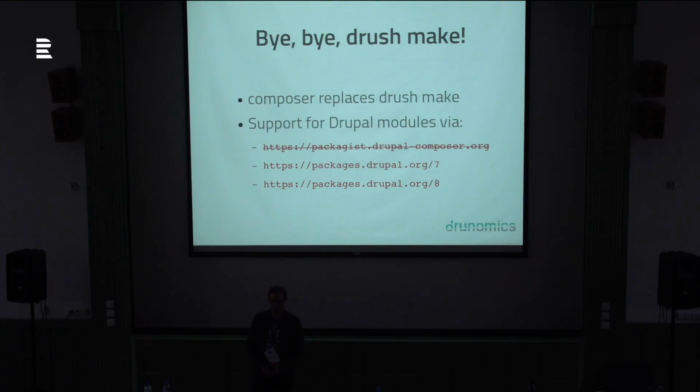There was packages.drupalcomposer.org, which was an unofficial resource provided by some great community members. Meanwhile, we have official package repositories, packages.drupal.org for Drupal 7 and also another one for Drupal 8. So you can just use those. And with that, every module and every project on Drupal.org is automatically also available as a Composer package.